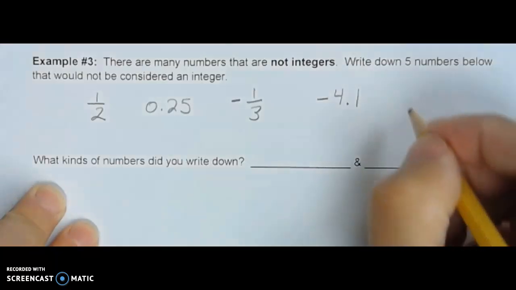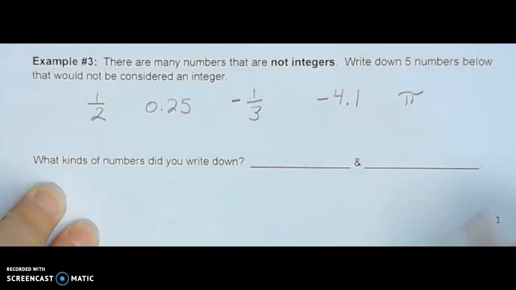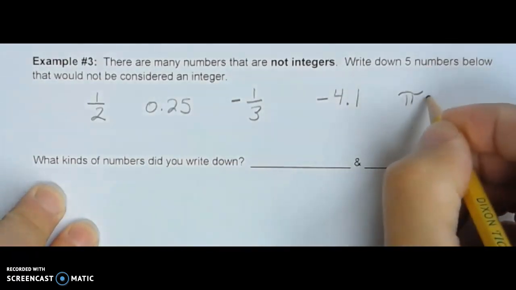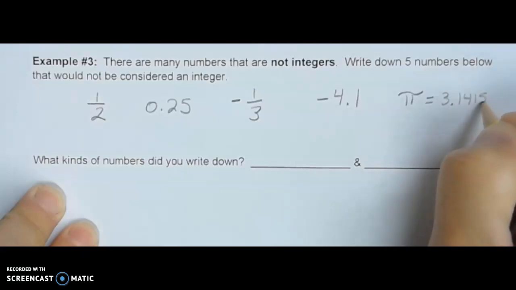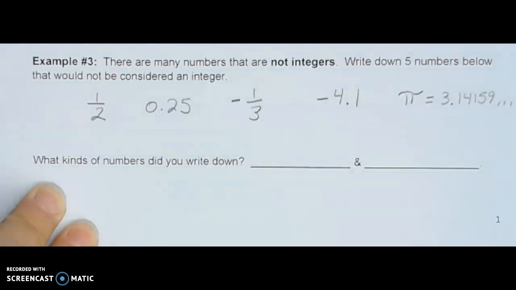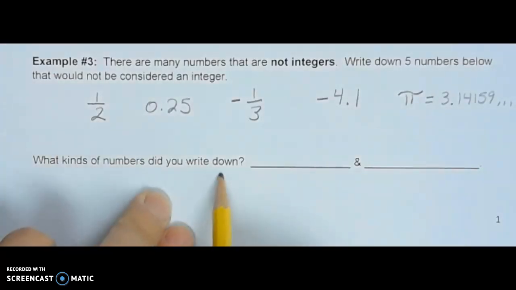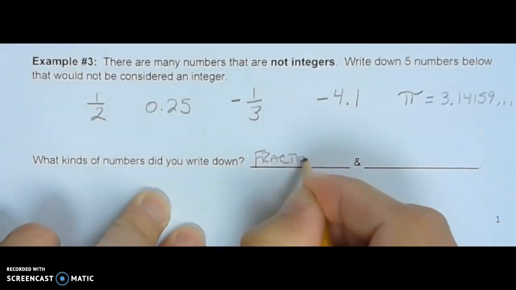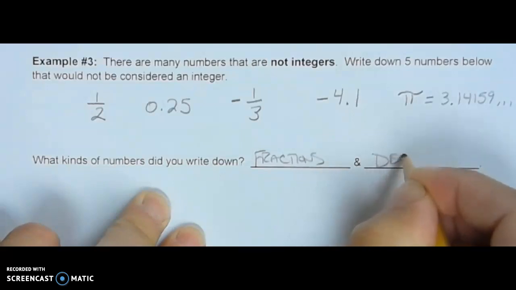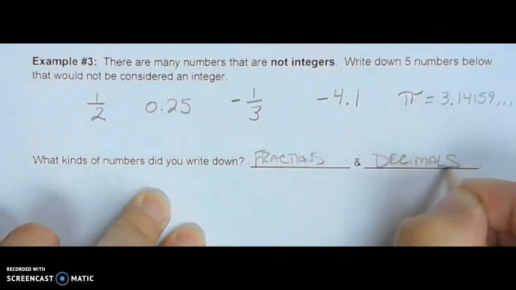Okay, there's another number, the number pi. Some of you might be familiar with pi. If we were to write that as a decimal, it would be 3.14159, etc. That's going to go on forever. That's definitely not an integer. Okay, so what kind of numbers did we write down that are not integers? Well, we wrote down fractions, and we wrote down decimals.